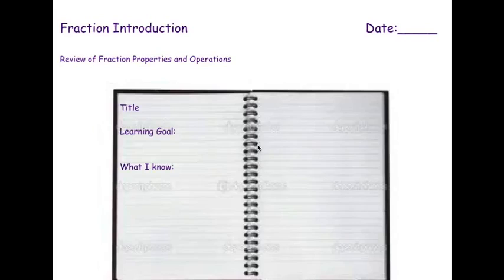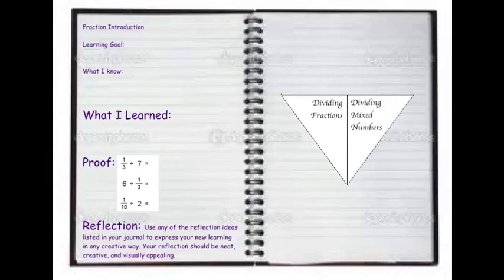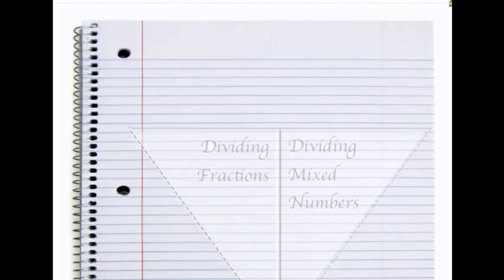So what you're going to do is have your template set up in your notebook so that the point of the diamond is facing down and it's pasted into your notebook where you have two flip up tabs for dividing fractions and dividing mixed numbers. Like I said, really quick review.